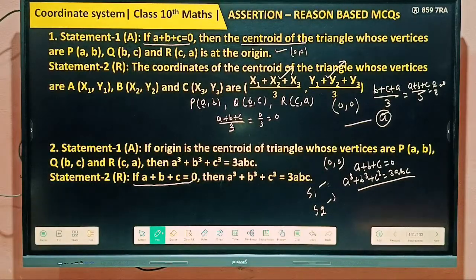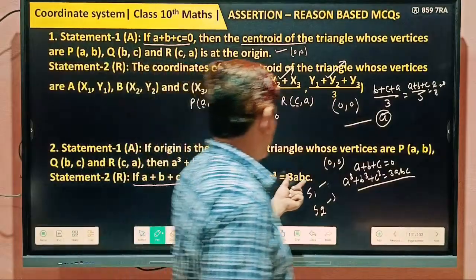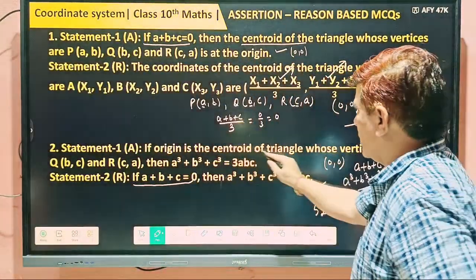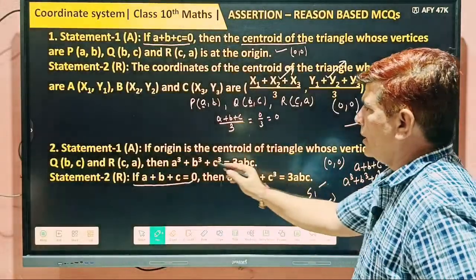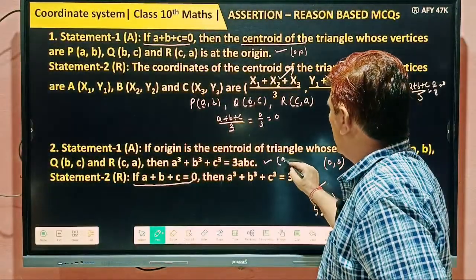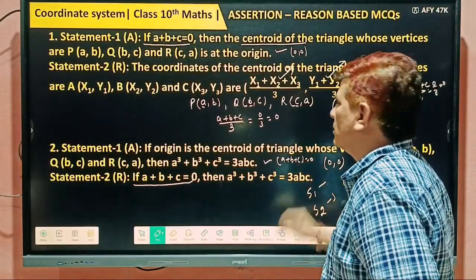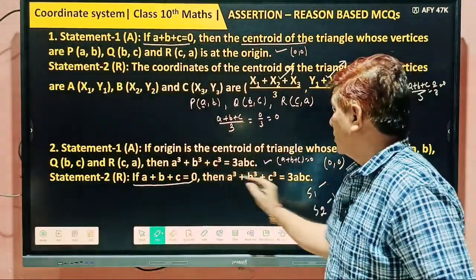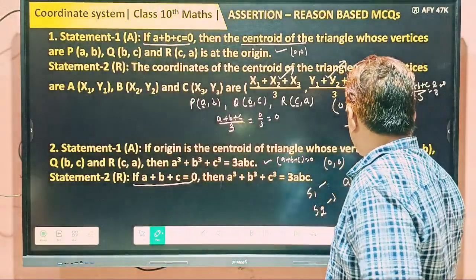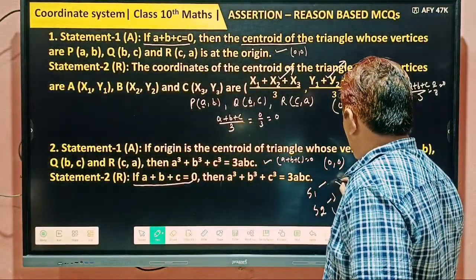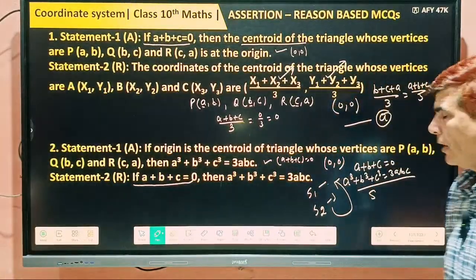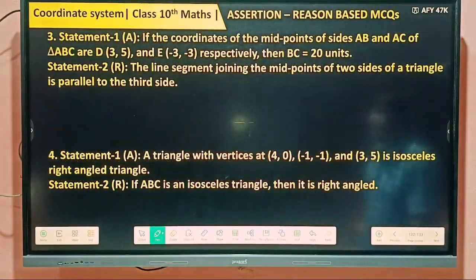So whether it is a correct explanation or not, you can find out in this question. This is given, and this is a correct explanation of it also. Why? It says if the origin is the centroid of the triangle whose vertices are these, then this is equal to this. Why? Because A plus B plus C equal to 0 is satisfied, then this is equal to this. So S1 is right, S2 is right, and S2 is the correct explanation of S1. Understood? Next question.